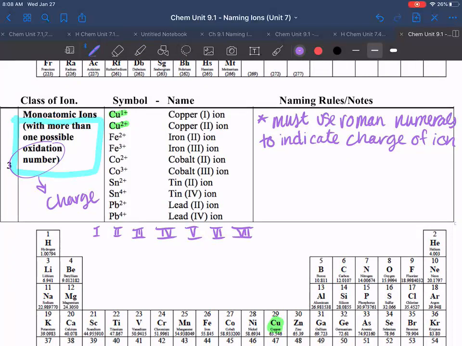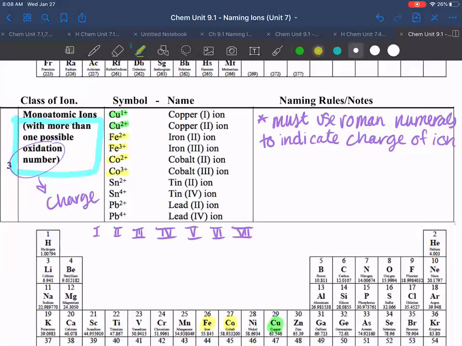All right, and so then we're also going to look at iron. Iron forms a 2+ and a 3+. And so does cobalt. Cobalt has that same option of forming +2 or +3. And this is where those two live.